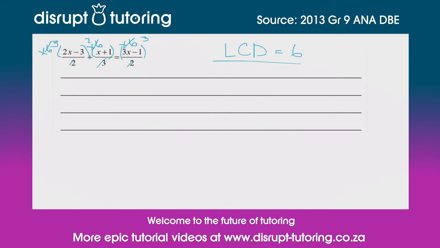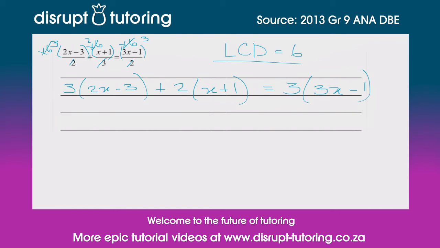So let's write everything out now. We've got 3 times 2x minus 3, plus 2 times x plus 1, equals 3 times 3x minus 1. Nice and easy. So now we've got rid of the fractions, and now it looks like a normal linear equation. That's easy to solve. So let's get rid of these brackets first.